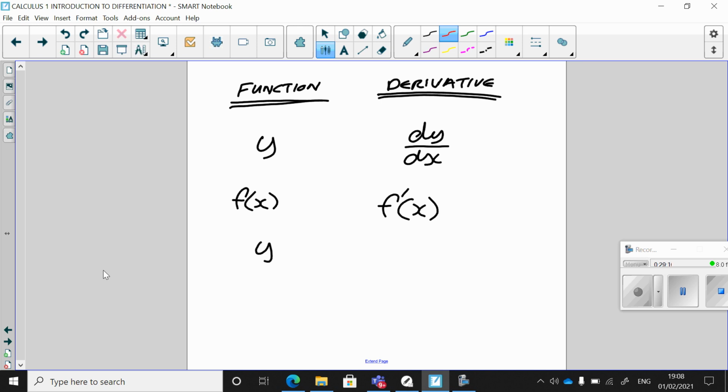And sometimes this is called lazy notation. If it's just y, instead of writing dy by dx, we can just do what we did above with the f notation and just put in a little dash here. Okay. A little dash makes it tastier. Right, okay.